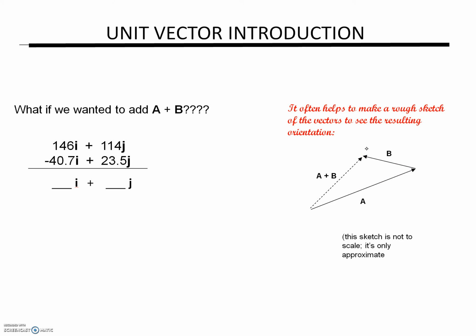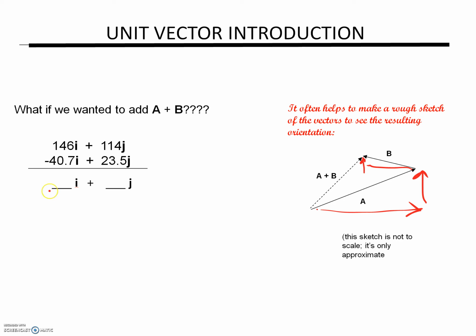We know that A is 146 units in the x direction and 114 units up. That may not be very good to scale. They're probably a little closer in length. But that gives us the A, and the B is a minus 40, right? Minus 40 plus 23. And so we can see how we can sketch those vectors like that.